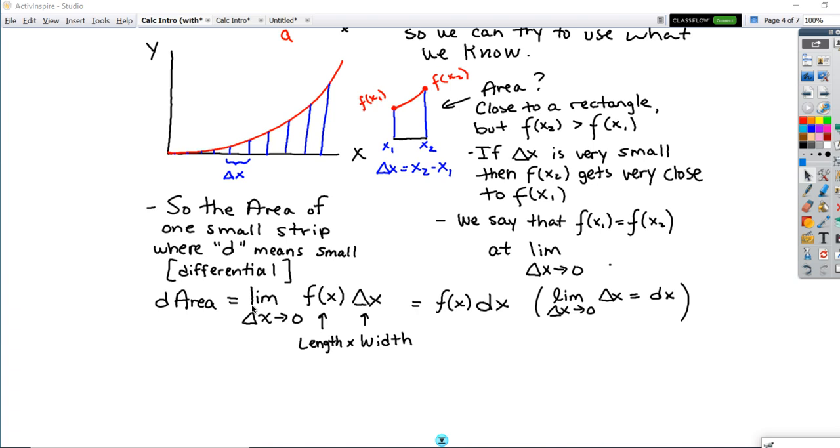So we'd have to continue to write the limit factor here, if we were going to use the delta x, or we could replace delta with d, and that makes it a little bit easier. So the area of one small sliver is the value of the function times dx, which is a tiny strip, the base length of a tiny strip of area.